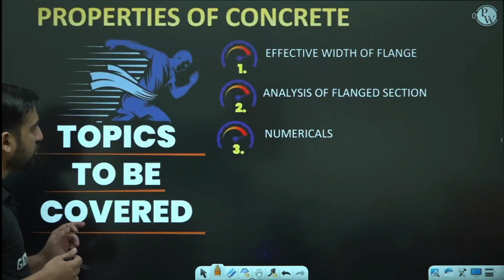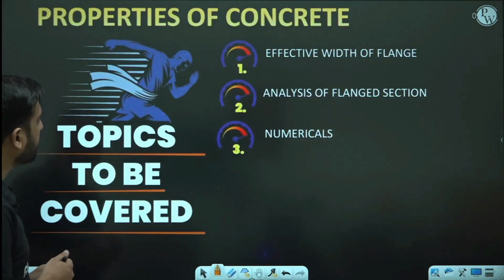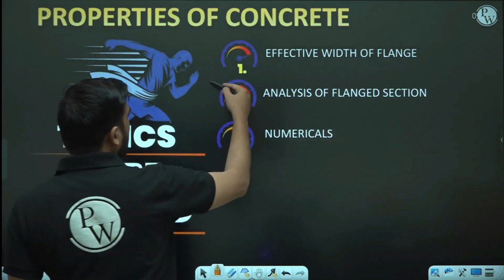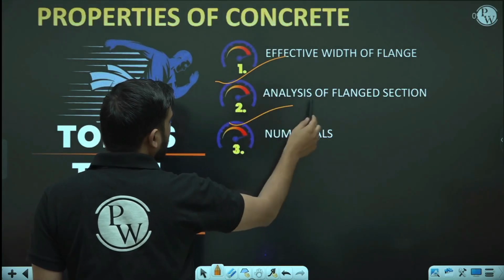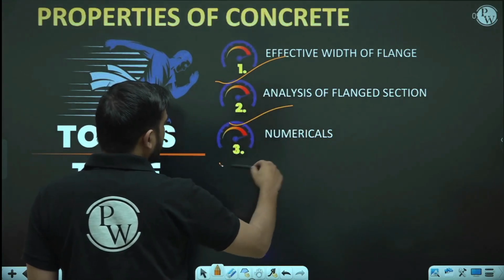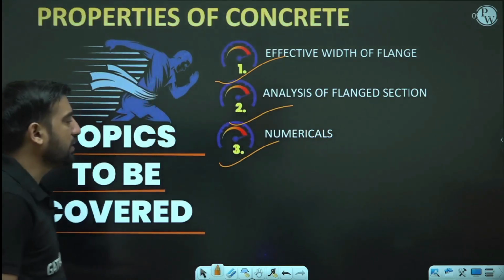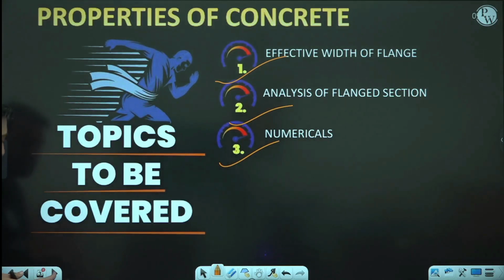So these are all the agendas of today's class. We are going to see how we calculate the effective width of the flange, how we analyze the flanged section, and what the various possibilities are in numericals. All these 3 things we will be seeing today.